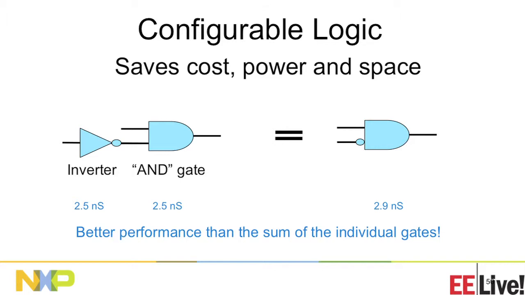Again, for the same reasons, you get some improvement on the propagation delay when you go from input to the output. Again, the size is also smaller if you look at the overall board. So here's the propagation delay improvement. Instead of 5 nanoseconds, you're looking at 2.9 nanoseconds combined.